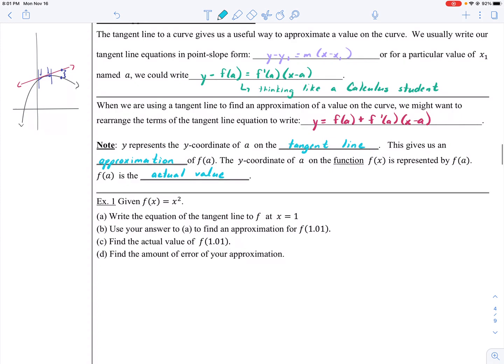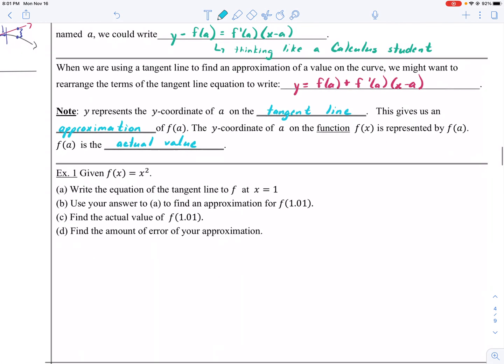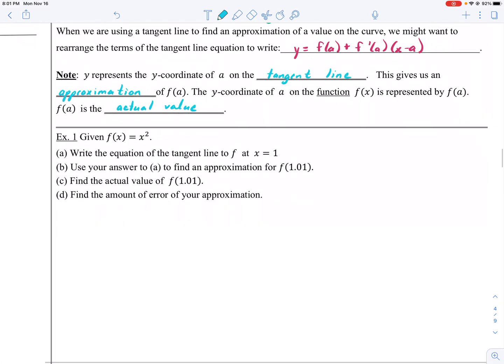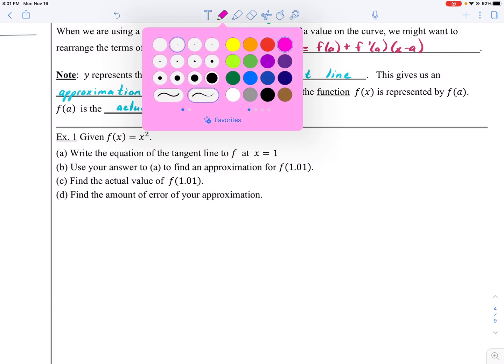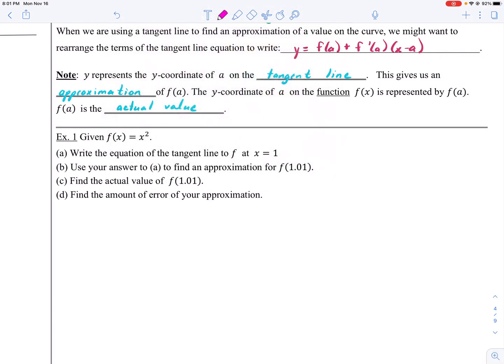Let's talk about what this looks like. I think once we do an example of this, it's going to make a lot of sense to you. It's going to be very logical and broken down. I am given a function, f of x equals x squared. Pretty familiar with that. I want to write the equation of the tangent line of f at x equals 1. We've written lots of equations of tangent lines at this point.